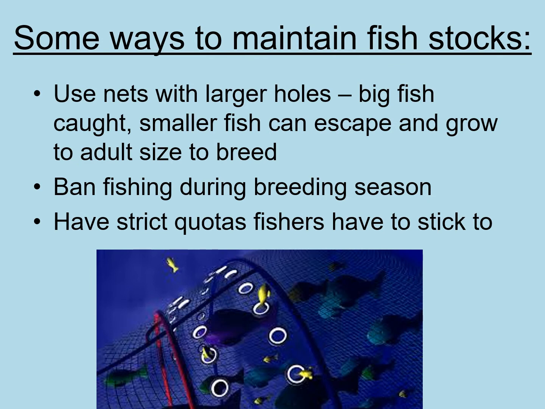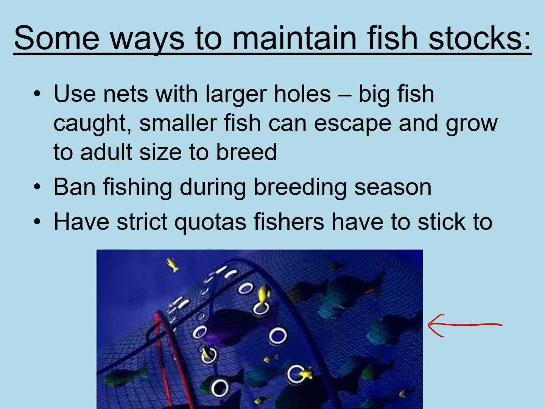So some of the ways we maintain fish stocks is by using nets with larger holes so that the big fish can be caught, but the small fish can escape through those holes and grow to adult size and breed. So we're not going to fish the juveniles or the young fish, we're just going to take the adult fish out of the water.